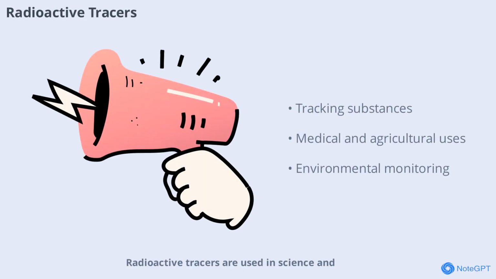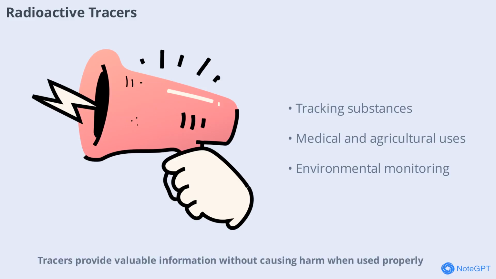Radioactive tracers are used in science and industry to follow the movement of substances. By adding a small amount of a radioactive isotope to a system, scientists can track its path using detectors. This technique is used in medicine to study blood flow, in agriculture to monitor fertilizer uptake, and in environmental science to trace pollutants. Tracers provide valuable information without causing harm when used properly.